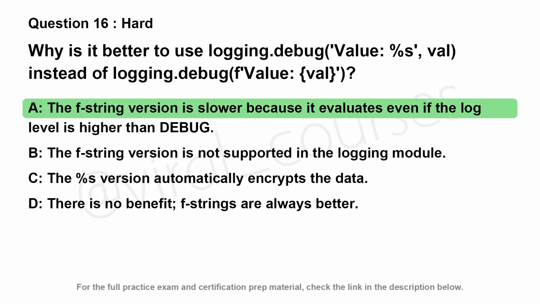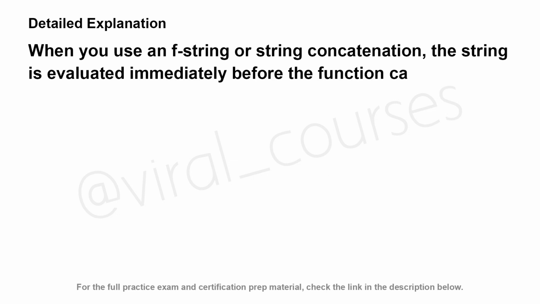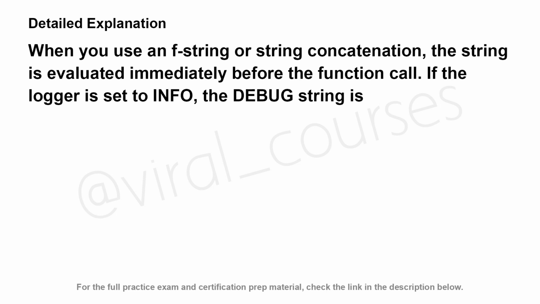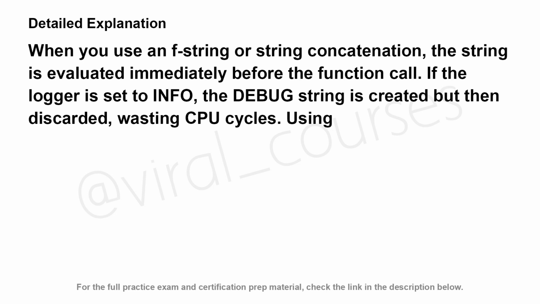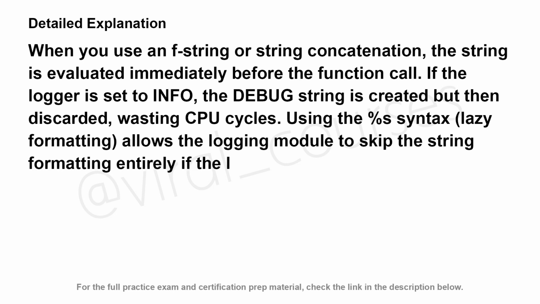The correct answer is A. When you use an f-string or string concatenation, the string is evaluated immediately before the function call. If the logger is set to info, the debug string is created but then discarded, wasting CPU cycles. Using the %s syntax, lazy formatting allows the logging module to skip the string formatting entirely if the log level is not met.